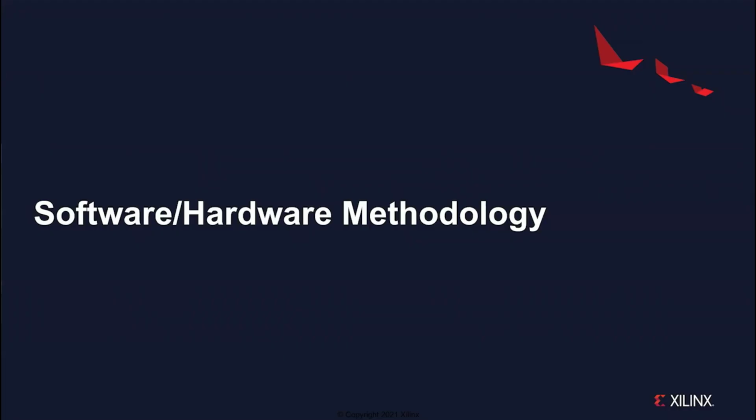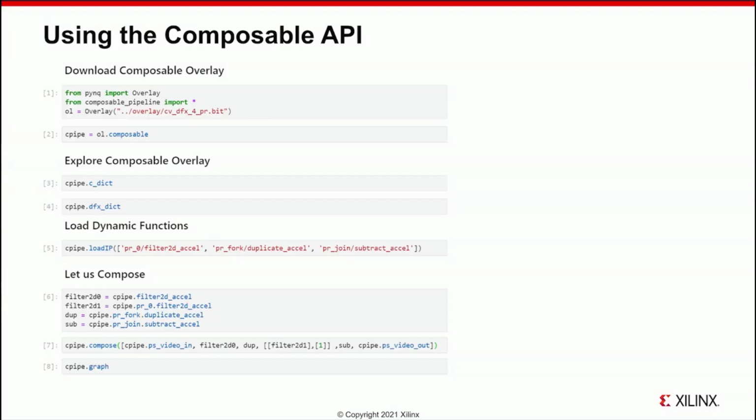In this section, I describe how to use the composable overlay from a Jupyter notebook and how you can create your own composable overlay. This notebook shows the different steps to get up and running with the composable video pipeline. It's worth mentioning that any overlay with a composable hierarchy will work in the same way. You start by downloading the composable overlay onto the FPGA, as shown in cell 1, and then you grab a handler to the composable hierarchy, as shown in cell 2.